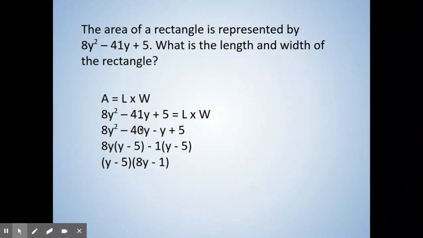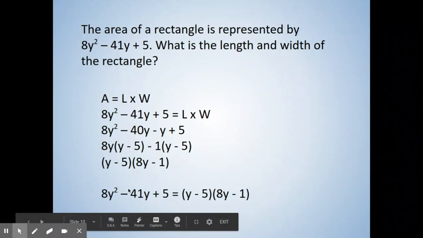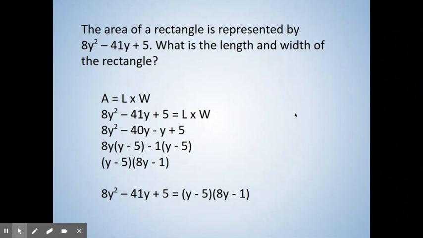So by doing that, by rewriting this as a multiplication problem, I can see that this equals y minus 5 times 8y minus 1, and therefore the area equals length times width. So I know these are the two sides. That one side is y minus 5, and the other side is 8y minus 1.